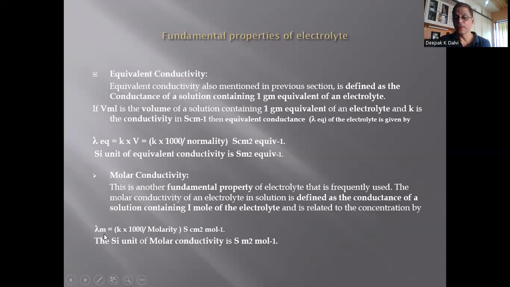So the unit of this lambda m, that is molar conductivity, will be S cm square per mole, or S cm square mole raised to minus 1. And its SI unit will be Siemens meter square mole raised to minus 1, or Siemens meter square per mole.